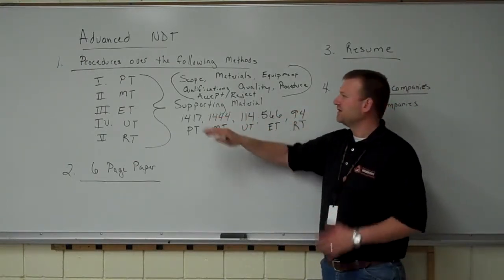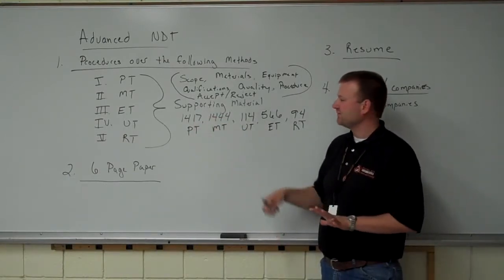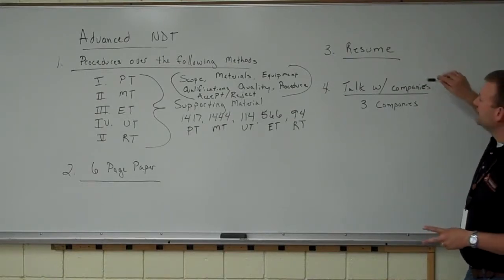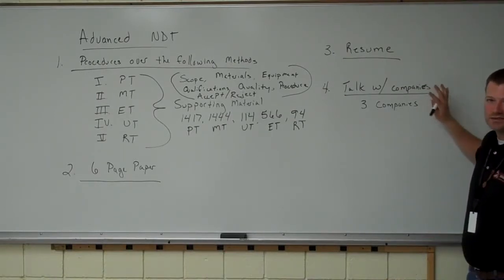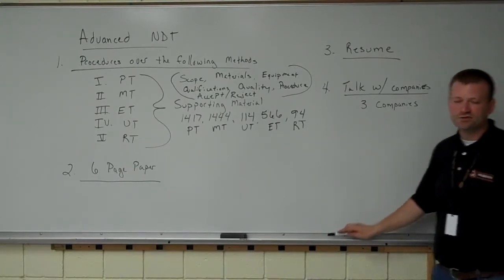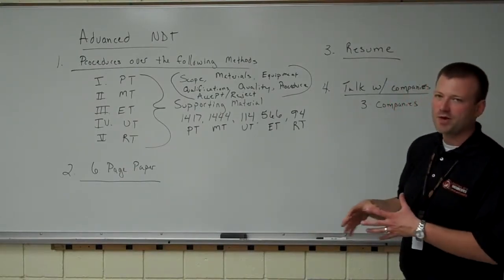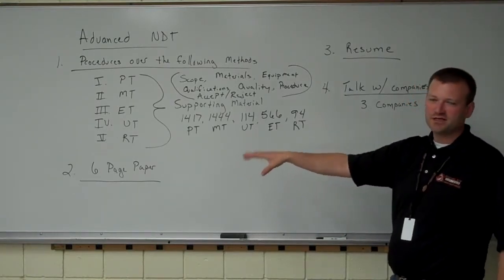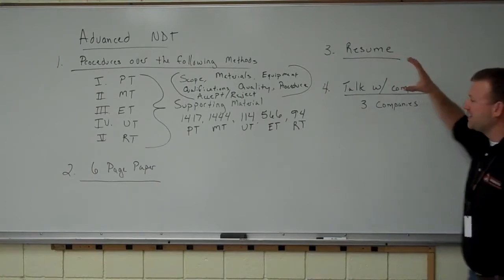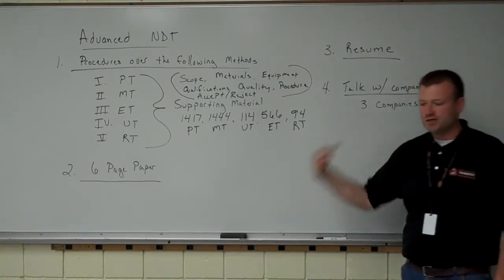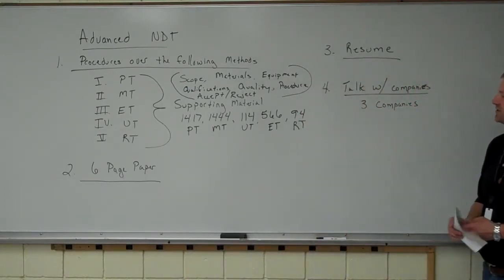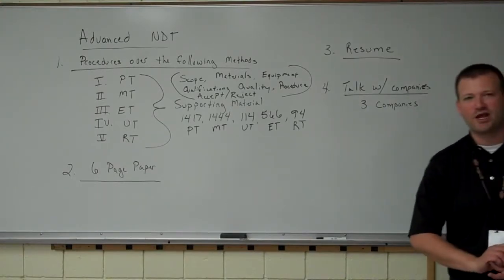Okay, so 4 categories of things. Basically, you're going to have to turn in 5 procedures, so there's 5 things, 1 6-page paper, so there's 6, 1 resume, there's 7, and 3 different companies that you've talked to. So 10 total things that you're going to have to turn in to me, into that Dropbox, to say, hey, I've looked through Advanced NDT here, I've read about thermal testing, I wrote a paper over it, I wrote a resume, I've talked with 3 different companies, I'm looking to get hired on here, now, whenever. But those are the 4 categories of things that you're actually going to have to do, but 10 total assignments that you're going to have to turn in.